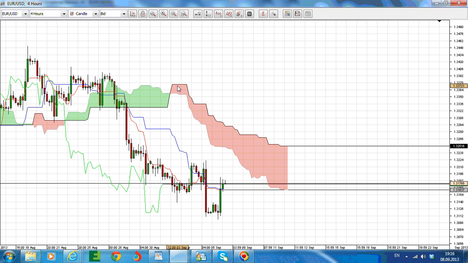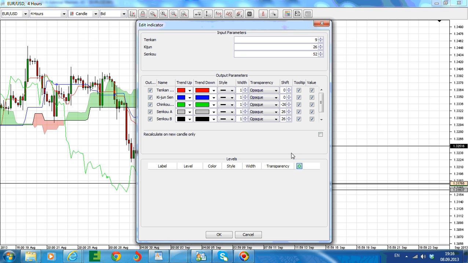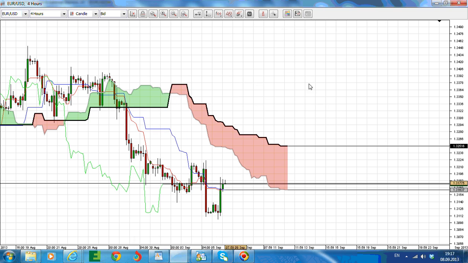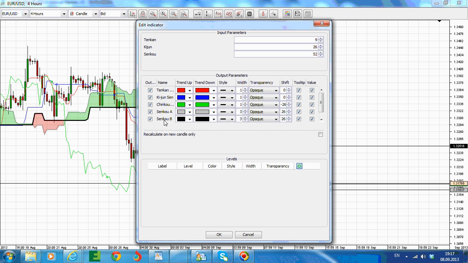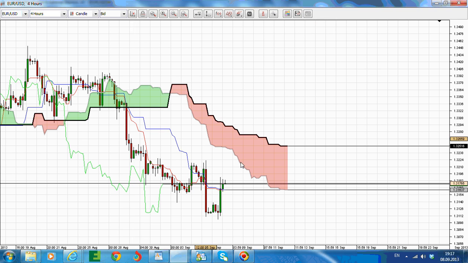If you right click on the indicator here and choose the edit button, then you have the Tenkan, Kijun, Chikou, Senkou A and Senkou B. Let's try to make them a bit bigger so that we know exactly what they are. So this is the Senkou B, as you can see here, and the Senkou A.